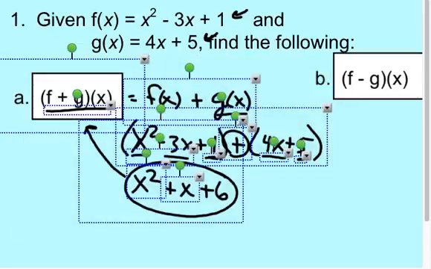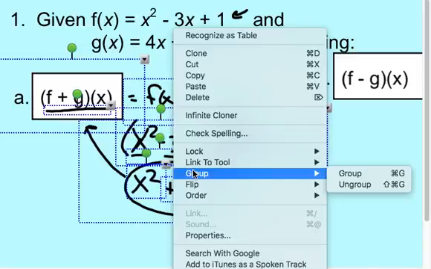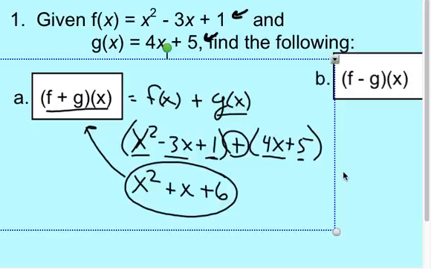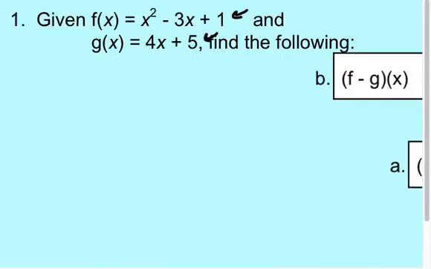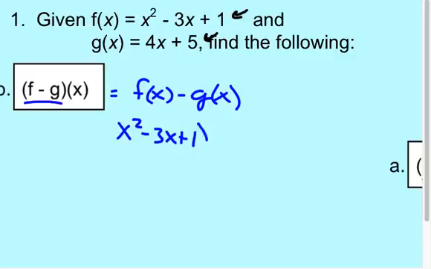Let's move this over and bring this out now. So once again, f minus g, what does that mean? It means f of x minus g of x. And here's where we got to be a little bit more careful. You can't just drop parentheses. So when I get the x squared minus 3x plus 1, you are actually subtracting 4x plus 5 from it.